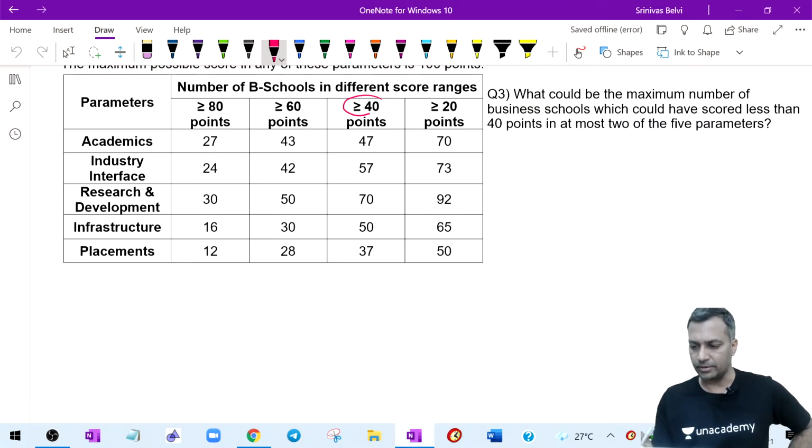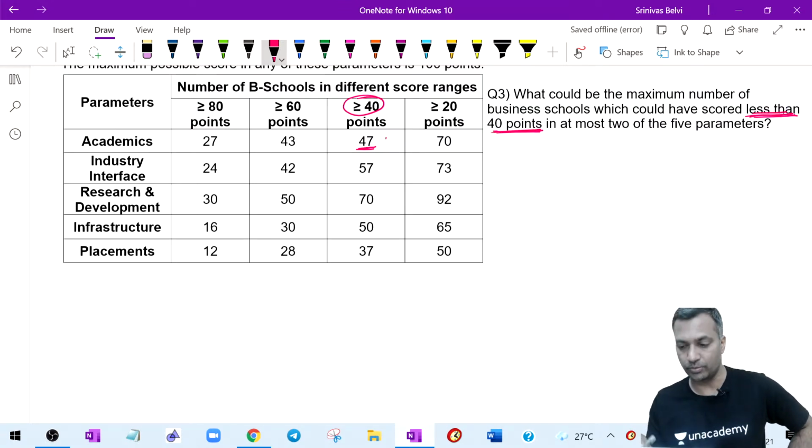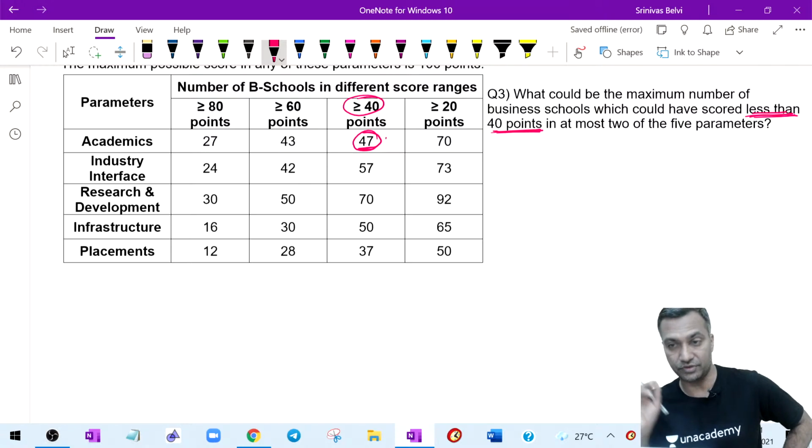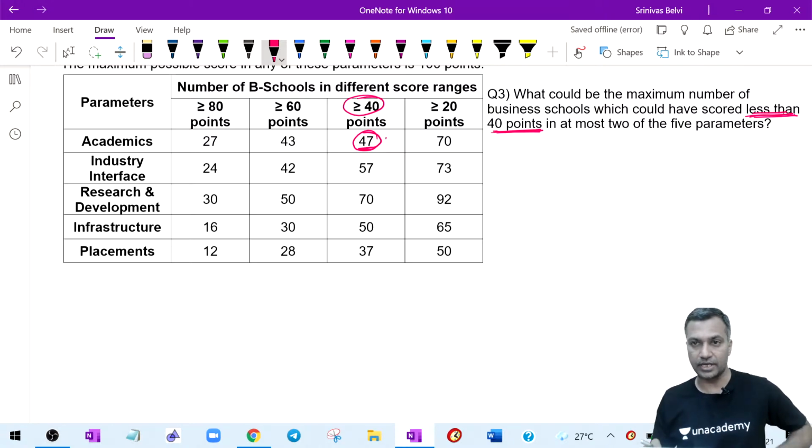More than or equal to 40 is 47. But what he wanted was less than 40 points. Less than 40 points means what? This is more than 40, or 47. But he said, I am looking for the B schools which have less than 40 points. Understand this number carefully first, then the rest of it would make sense. Otherwise, it doesn't make sense.